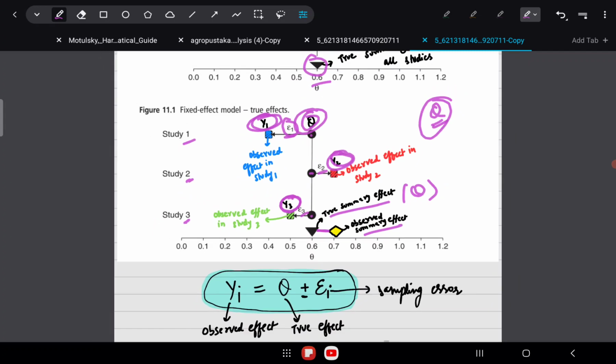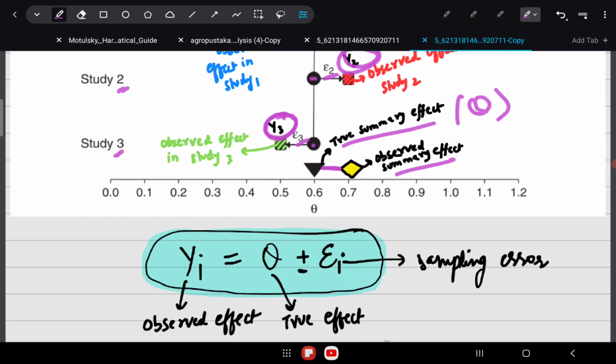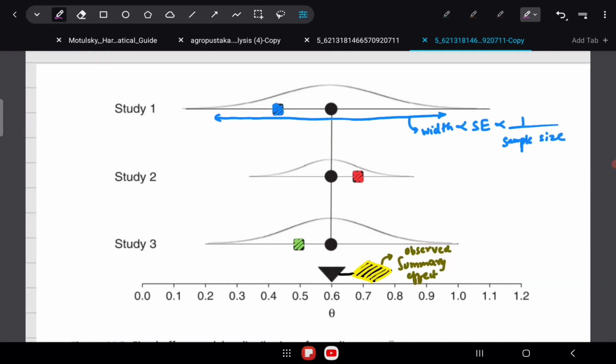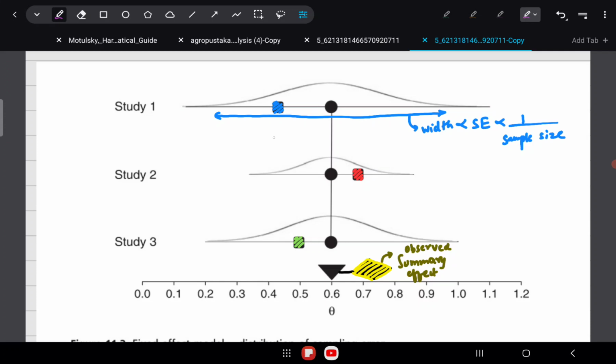So whatever differences you see between the observed effect and the true effect in fixed effect modeling are purely due to sampling error, right? This can also be represented through this equation. You can see this is the observed effect of the study. This equals the true effect of the study plus or minus epsilon, and epsilon is the sampling error of the study.